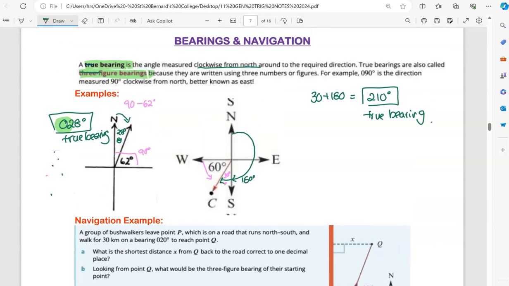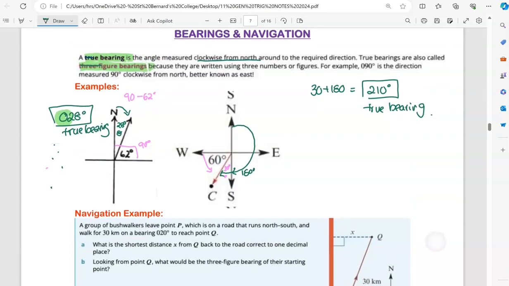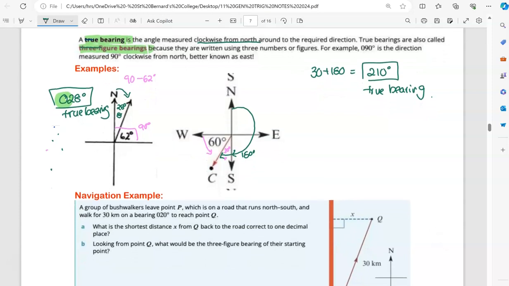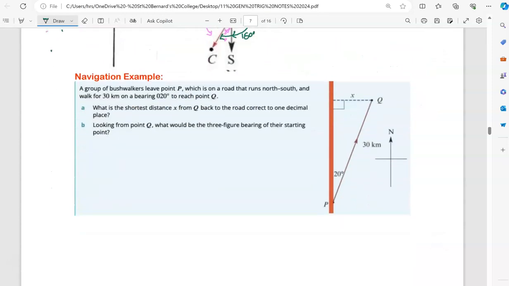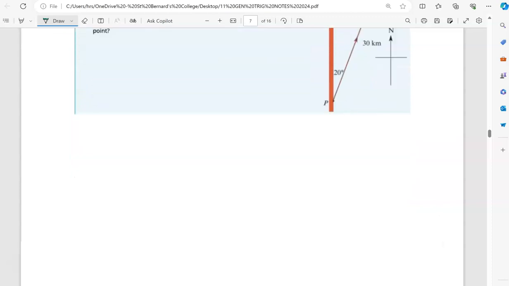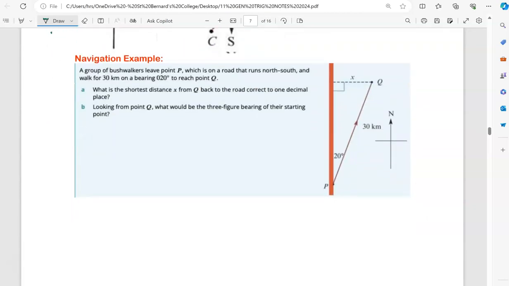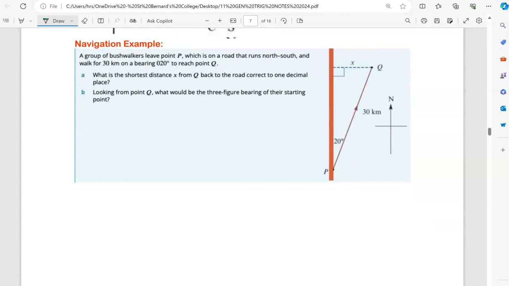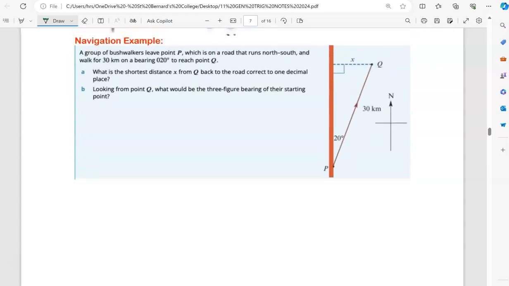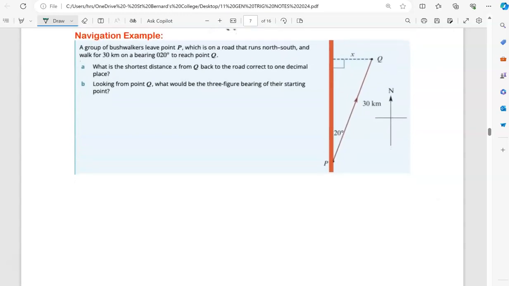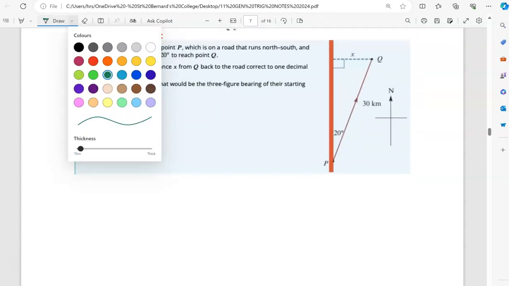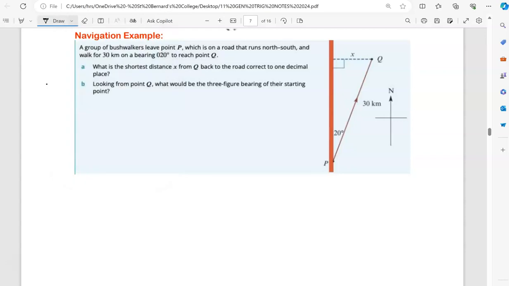All right, so that's how true bearings work. And then I think that's all we're going to use is true bearings, at the moment anyway. So let's have a look. We've got a group of bushwalkers leave point P. Now, I'm going to show you how I would want you to do it. It's always best with these things to sometimes draw your own diagram, because it'll make it easier.